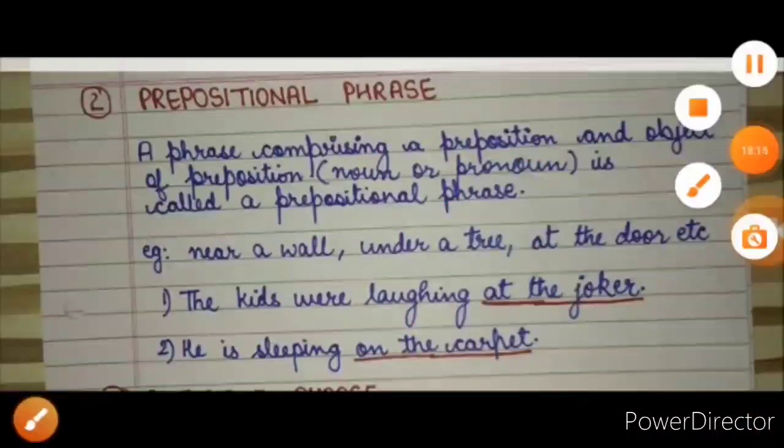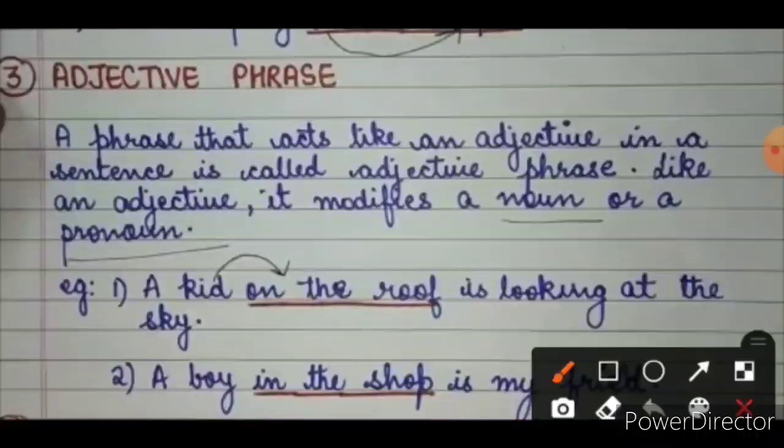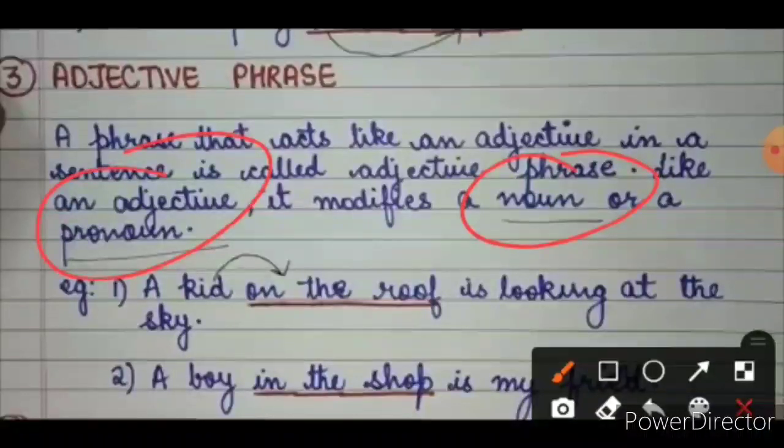Okay, now comes the adjective phrase. A phrase that acts like an adjective in a sentence is called an adjective phrase, and like an adjective, it modifies a noun or a pronoun. So it basically modifies a noun or a pronoun. A kid on the roof is looking at the sky. Now here they are mentioning the kid. The kid is the noun, and basically they are modifying this noun. An adjective modifies the noun, so here it is modifying the noun. Which kid? The kid on the roof. So over here this will become your adjective phrase.